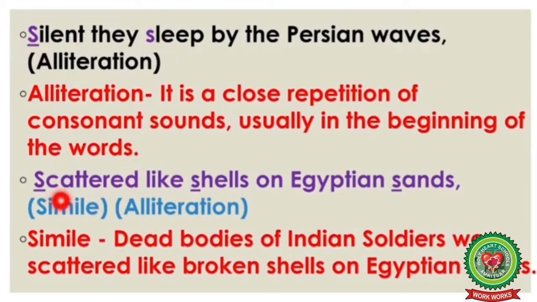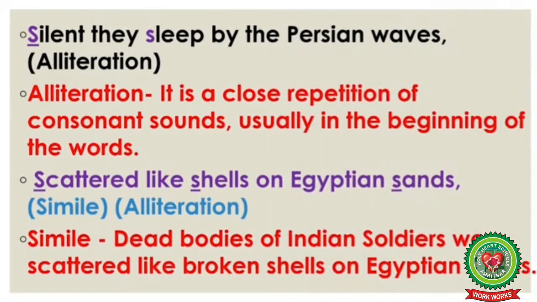Now, let us see the next line. Scattered like shells on Egyptian sand. Here she, Mother India, says that some dead bodies are scattered like broken shells on Egyptian sands. See the condition of Indian soldiers. First, they were gathered like pearls in the alien grave. They were buried together. Now, some dead bodies are lying by the Persian waves and some are scattered like shells. Where are they scattered? On the Egyptian sands.